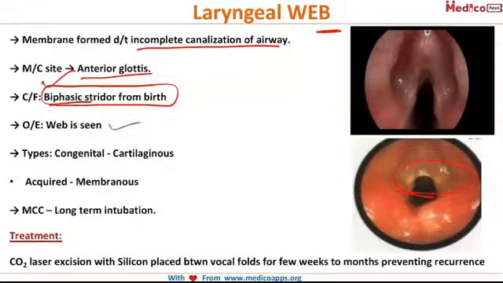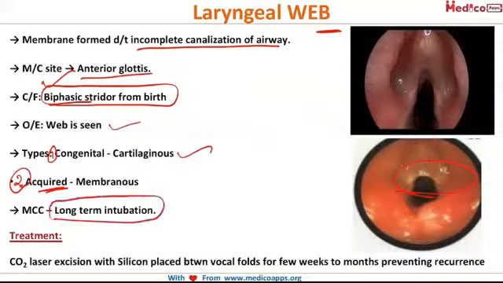On examination, you can obviously note the web, and there are two types. It can be congenital or acquired. Congenital web is cartilaginous, whereas acquired web, most commonly occurring due to long-term intubation, is usually a membranous structure. The treatment will be carbon dioxide laser excision with silicone placed between the vocal folds for a few weeks to months to prevent recurrence. So, carbon dioxide laser excision.